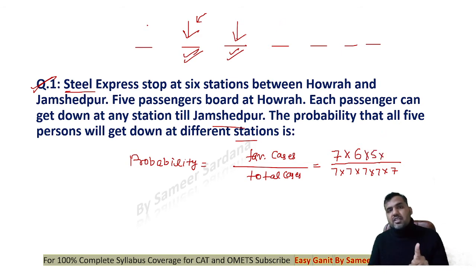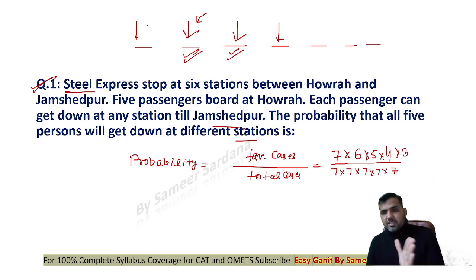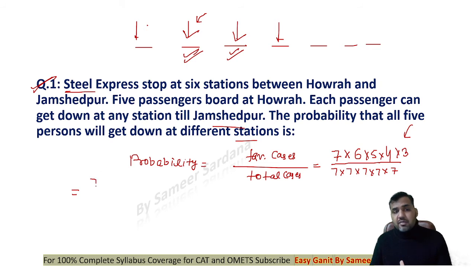For the fourth passenger, let's say the fourth passenger will have only 4 options, right? And the fifth passenger will have only 3 options, right? So this is my favorable case and this is my total case, right? 7 into 6 into 5 into 4 into 3. I haven't given you the options here in this question, but this was written like 7 into 6 into 5 into 4 into 3 is nothing but 7P5 divided by 7 power 5. This is the correct answer of the question.